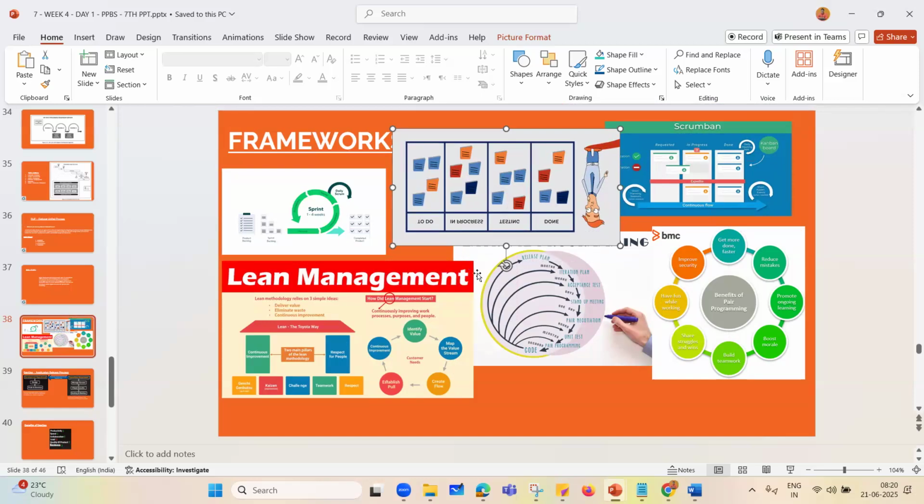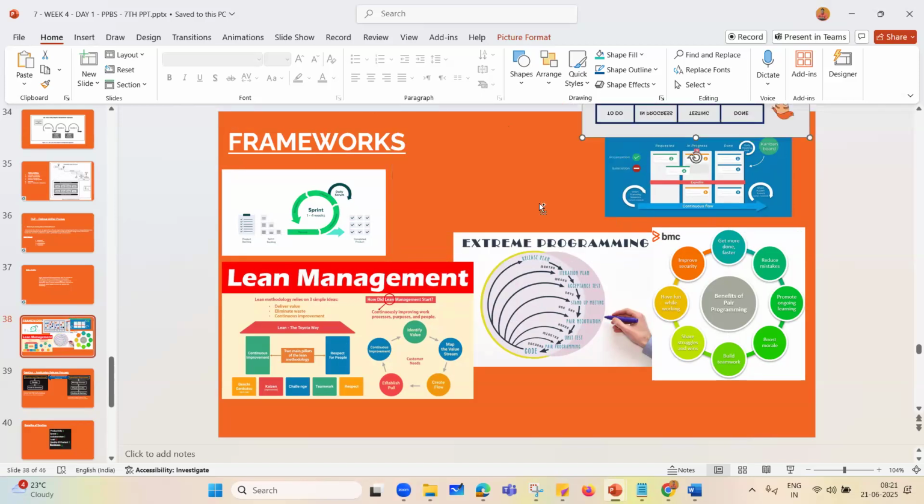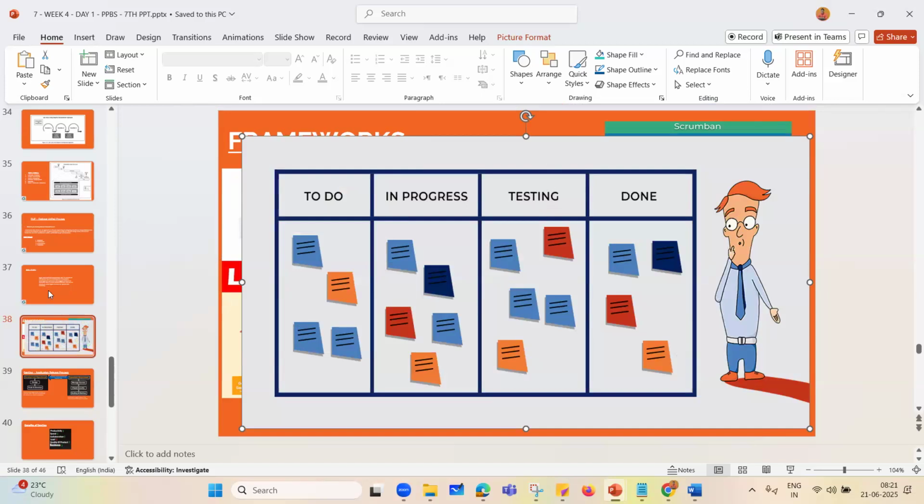Okay, understood everyone? What is the methodology or approach? And what is the framework? Have you understood? Yes, no? Yes. Okay. If you understood, now what we are looking at is a board. And this board is called, anyone remember? Kanban. Yes. This is the Kanban board.